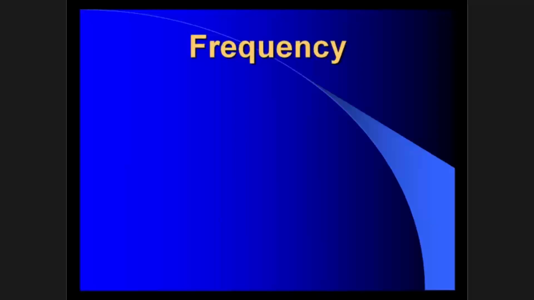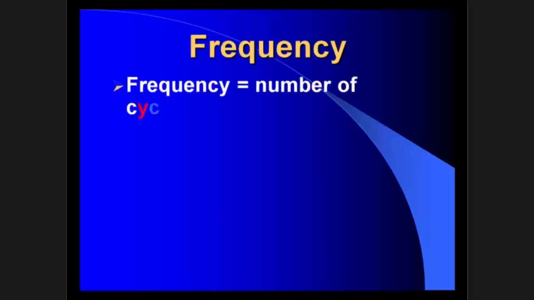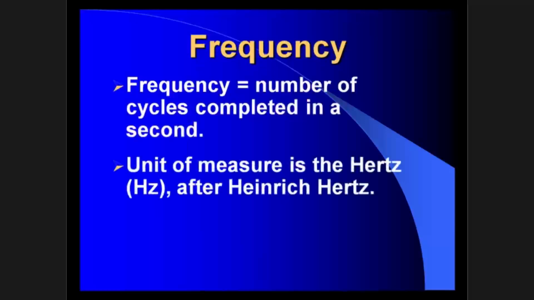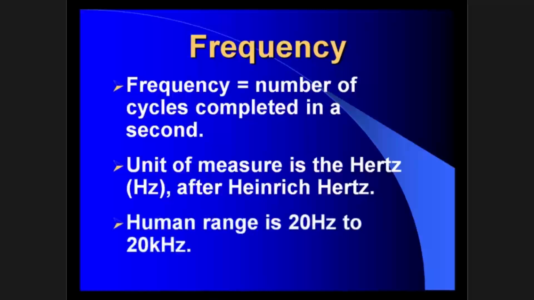Frequency is a number that can be measured. In fact, it's the number of cycles which are completed in 1 second. The unit of measure is the hertz, named after Heinrich Hertz. Just as we have a range of human hearing with amplitude from 0 to 120 decibels, so we have a range of human hearing with frequency, which runs from 20 hertz to 20,000 hertz. That's 20 cycles per second to 20,000 cycles per second. The K in the 20K hertz refers to the prefix kilo, which means 1,000.